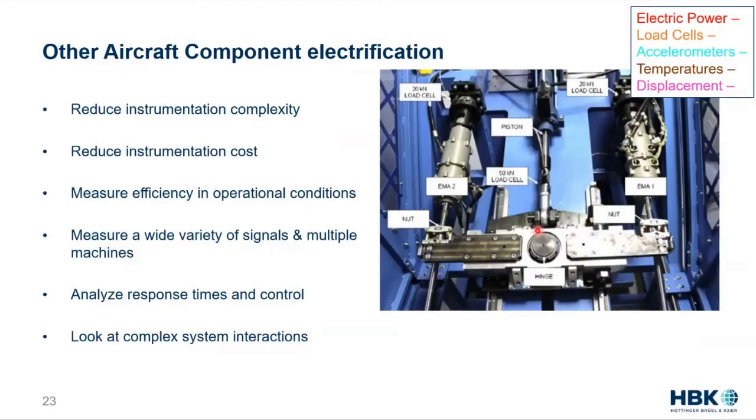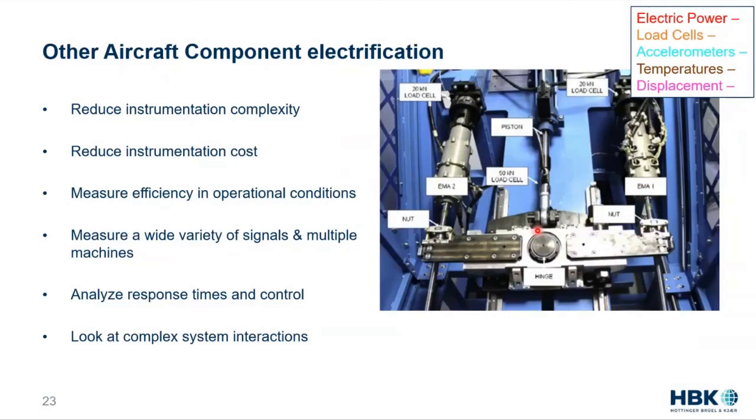With the number of measurements in the system, reducing instrumentation complexity was extremely important to the customer. Reducing instrumentation cost, if you have 8 different boxes for this type of test, it raises your cost significantly rather than just having one. They wanted to look at efficiency, but also control of these electric actuators. And temperature was one of the very big variables for them.